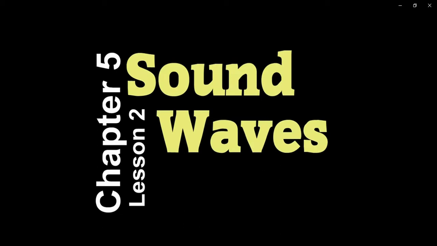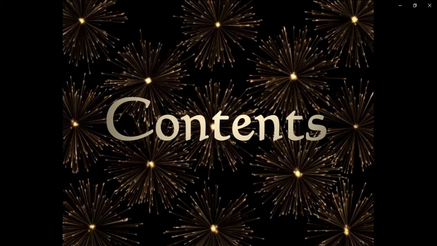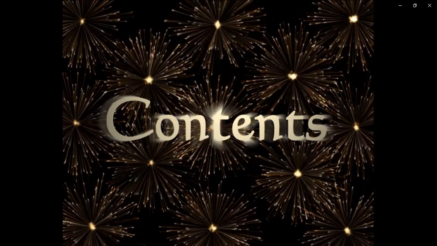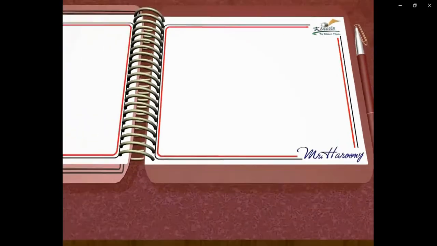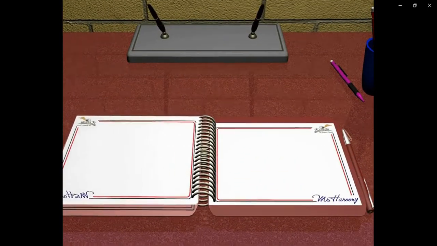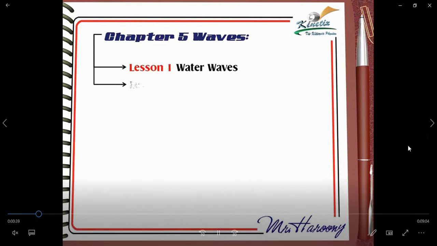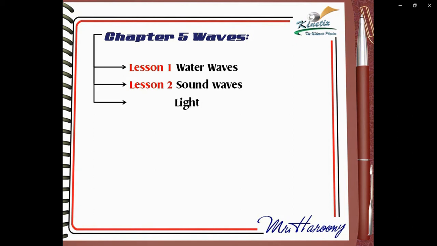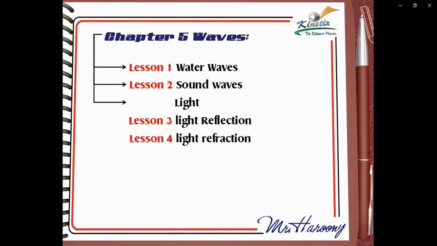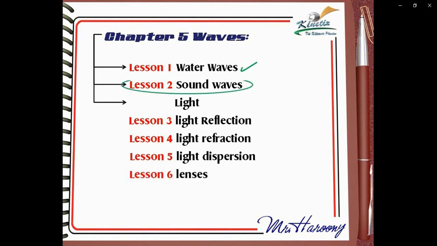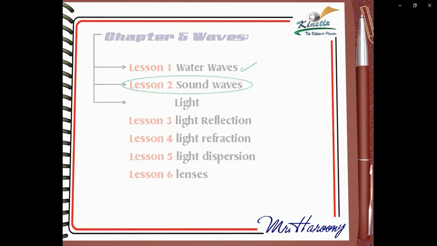Already we discussed some of these parts in last class regarding loudness, pitch and the 3 questions and answers. So today's lesson objective is to learn about the basic principle of sound. Now see over here how we can segregate the different parts of the waves. Already we learned about water waves, and we are now learning sound waves. We have finished light waves, reflection of light, light refraction, light dispersion, and lenses. So these all parts already we have finished. Today we are going to learn about sound waves.